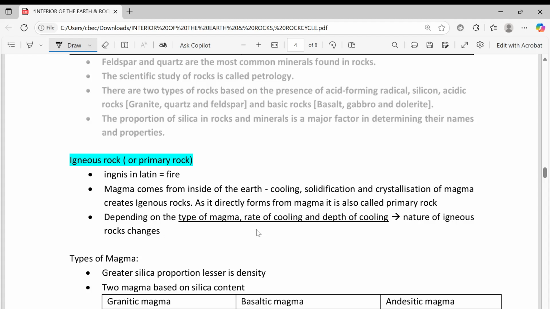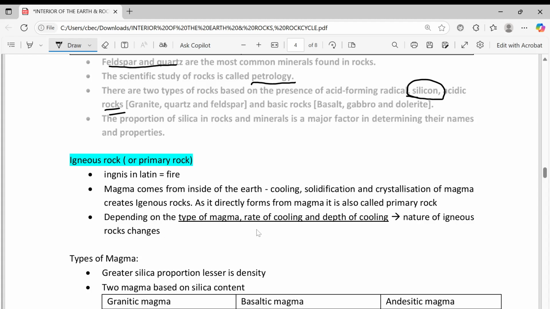The scientific study of rocks is called petrology. This is important. What is petrology? The scientific study of rocks. What are the most common minerals? Feldspar and quartz are the most common minerals found in rocks. There are two types of rocks based on the presence of the acid forming radical, that is silicon.